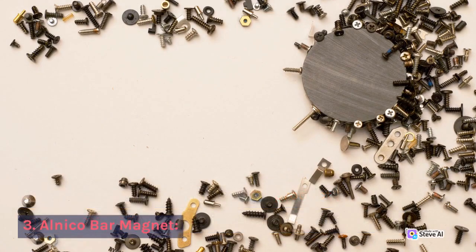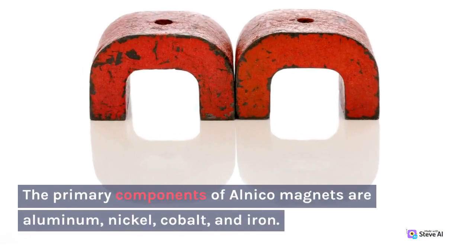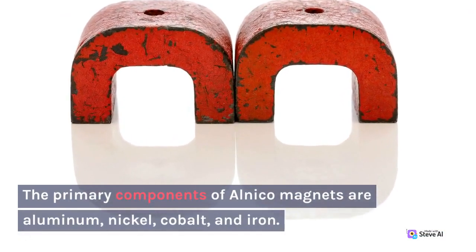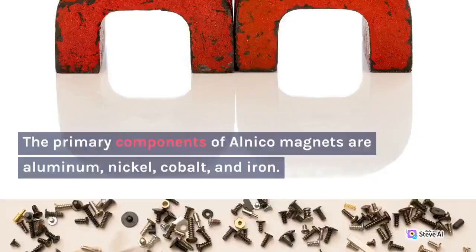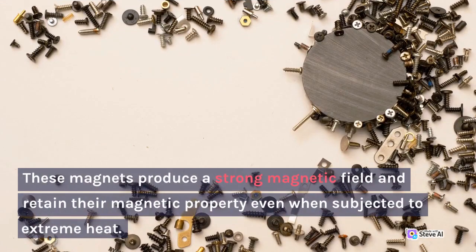3. Alnico bar magnet. The primary components of Alnico magnets are aluminum, nickel, cobalt, and iron. These magnets produce a strong magnetic field and retain their magnetic property even when subjected to extreme heat.